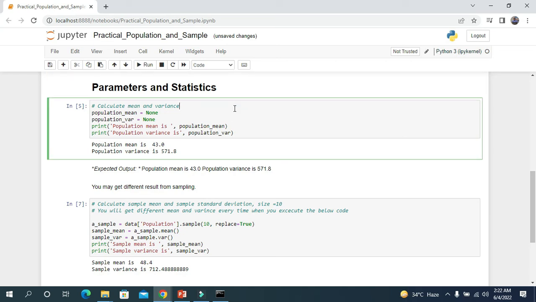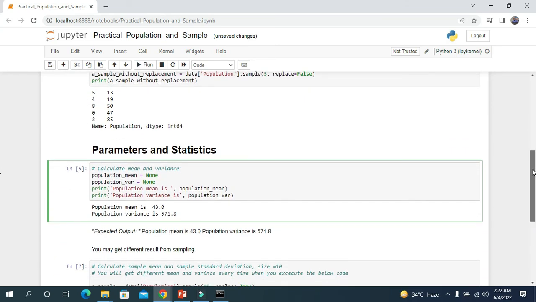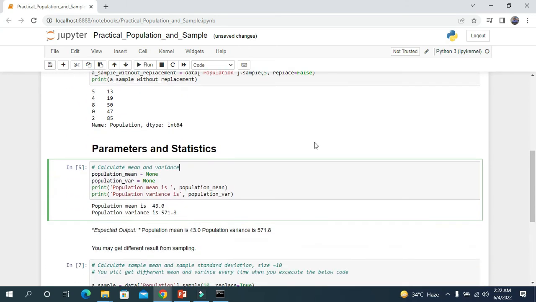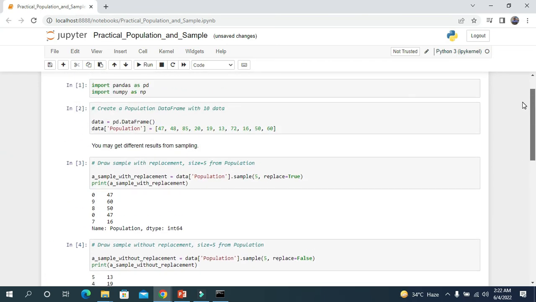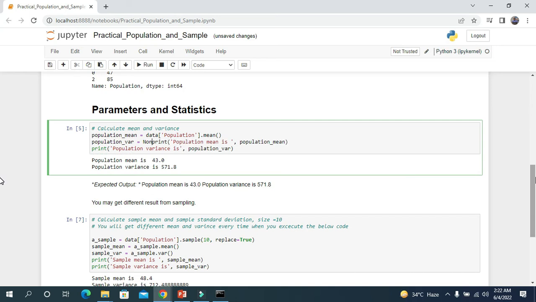So here it is. Population mean and population variance, and this is for your homework. You can calculate the population mean as seen in the video, and for calculating the population mean I am just telling you, you have to do a very simple thing. You have to write the data frame, because the data frame is read in the variable data, and you will write data population, and for calculating the mean you can write dot mean. Okay, so in the same way as you have seen, you can calculate variance as well.